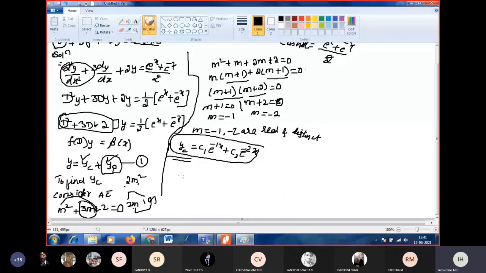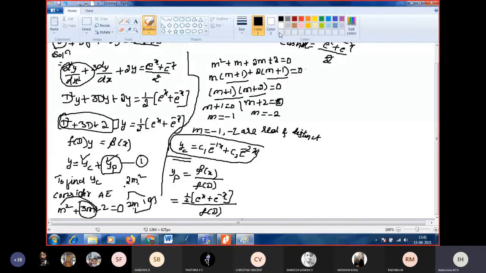We should find yp. To find yp, yp is equal to phi of x by f of d. This is the formula we have to consider to find yp. So what is phi of x? 1 by 2 into e power x plus e power minus x, divided by f of d.